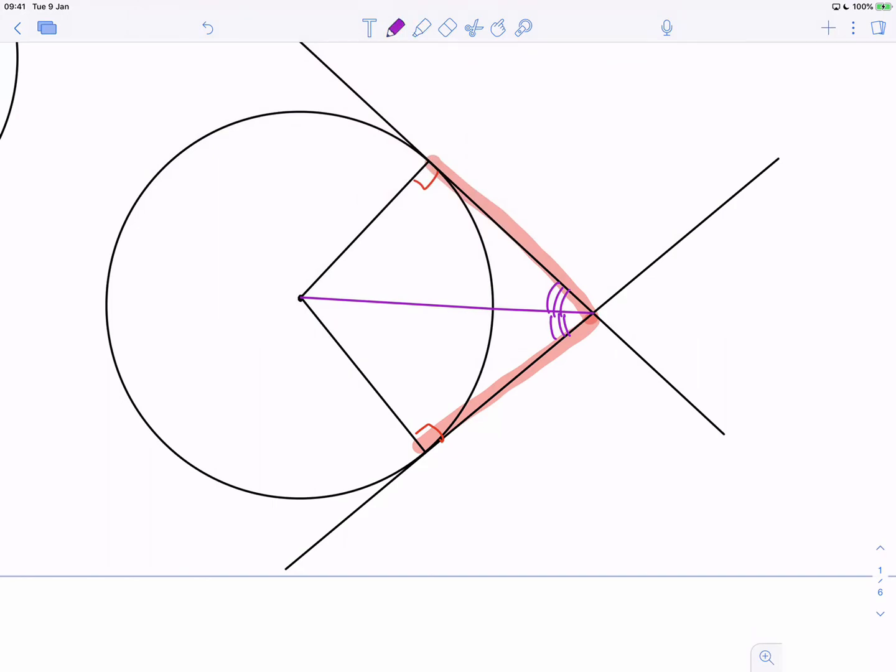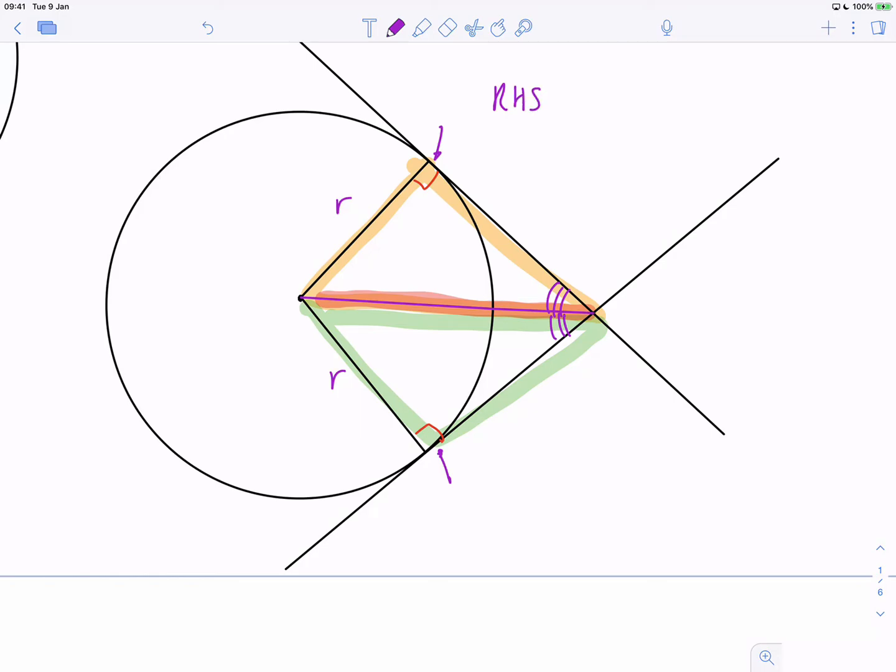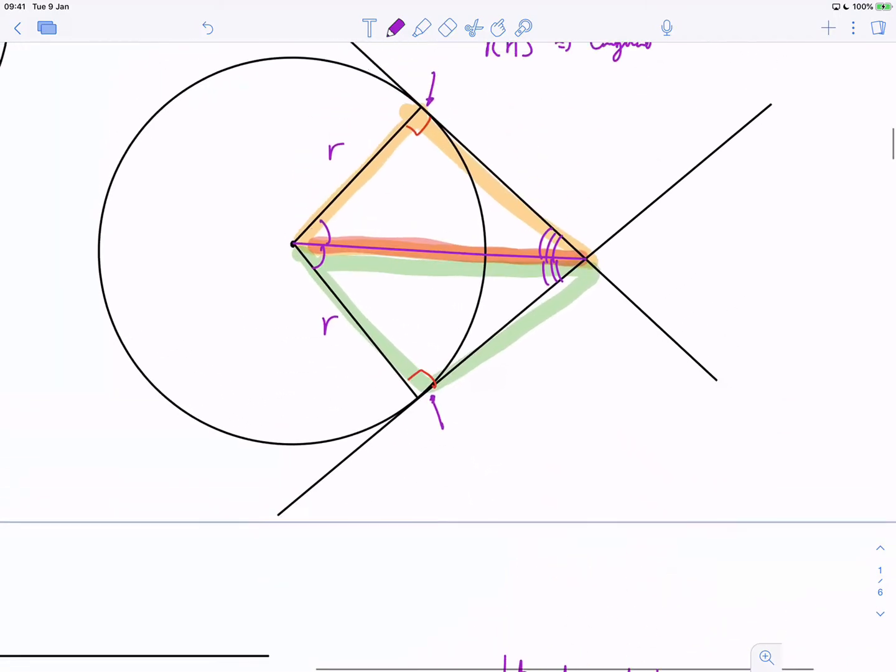Well, think about it, there's two triangles at play. There's this right-angled triangle up here, and there's this right-angled triangle down here. Now, how can we prove that they're the same? Well, they both have a radius in common. They both have a right angle in common, and they both share this hypotenuse in the middle in common. So by right angle, hypotenuse and a side, they are congruent. So that means this angle is the same as this one, these two angles are the same, and so on.